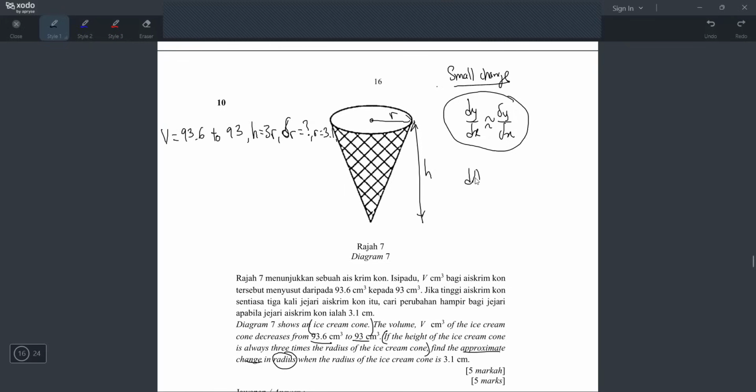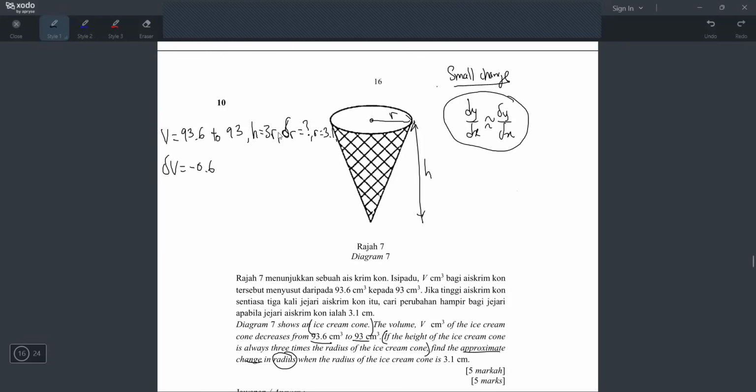Then what if I say dA/dr? Then it is almost equal to delta A over delta r. This is what it means, right? So can you tell me, in this question, there are only two deltas here, right? One is delta R, which is what they want you to find. And the other one is delta V, right? They never gave it to us, but we can find it because they gave us that V is decreasing from 93.6 to 93. So how do I get my small change in V? My delta V will be 93 minus 93.6. You will get negative 0.6, right? Remember to take the new value minus the old value, not the bigger minus the smaller. You have to take new minus old value.